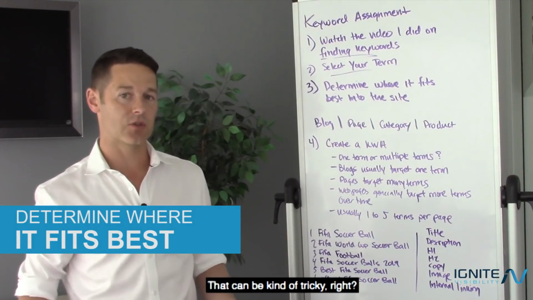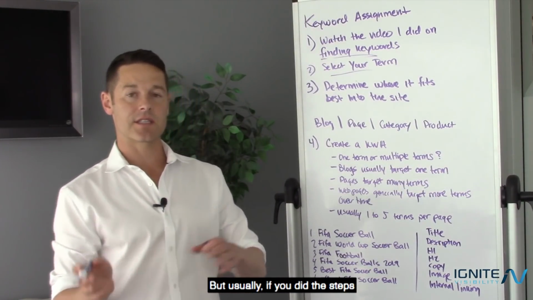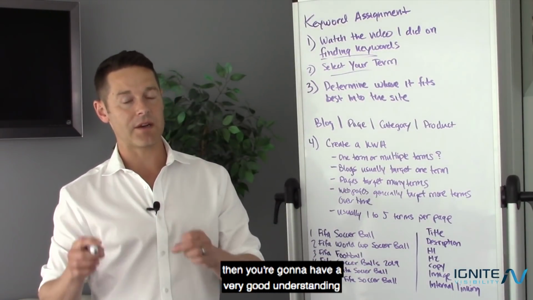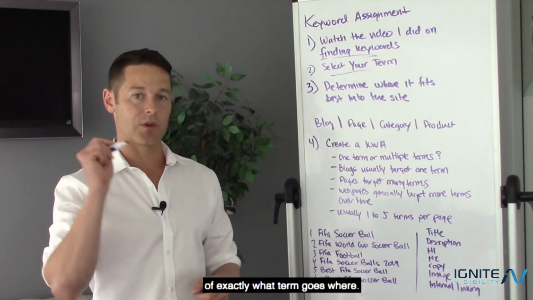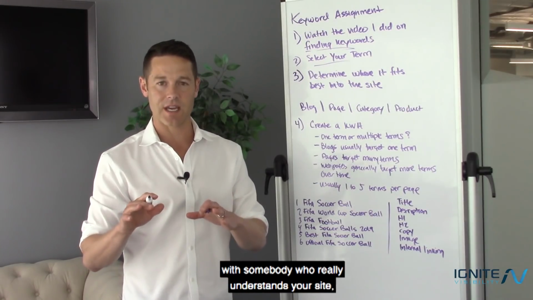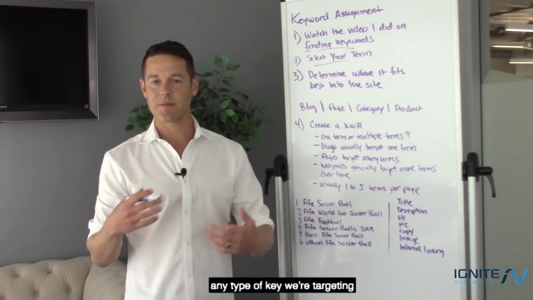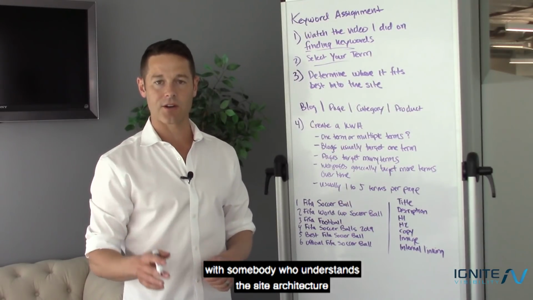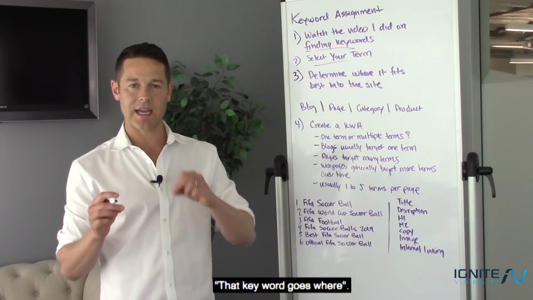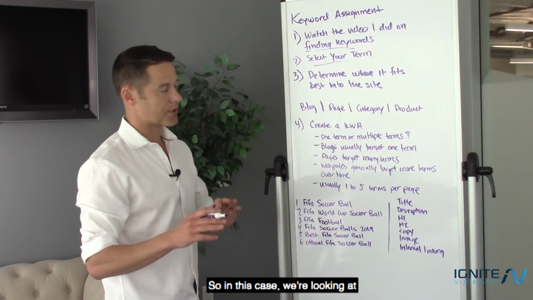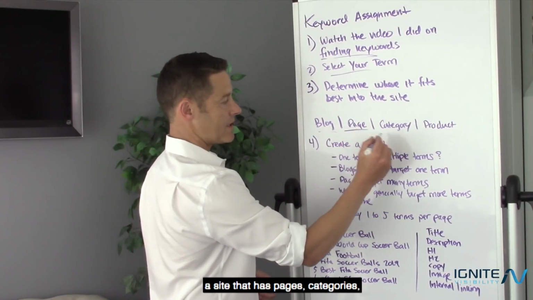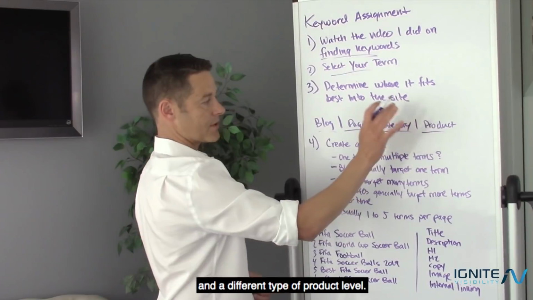And that can be kind of tricky, right? But usually, if you did the steps that I said before and you lay out your site structure, then you're gonna have a very, very good understanding of exactly what term goes where. That's why search engine optimization over time with somebody who really understands your site, or paid media over time, any type of keyword targeting with somebody who understands the site architecture is really, really important, because I can think about any site that I've worked with and I'm like, that keyword goes where? So in this case, we're looking at a really, really basic site. A site that's got a blog, a site that has pages, categories, and a different type of product level.